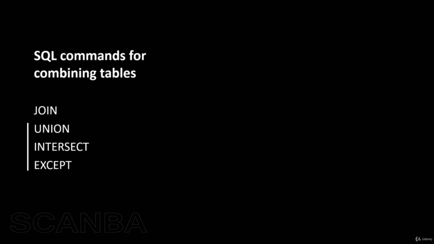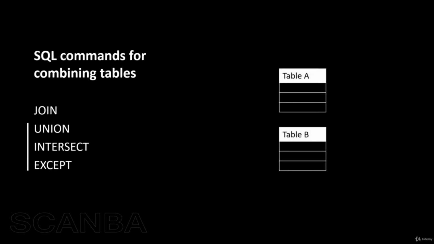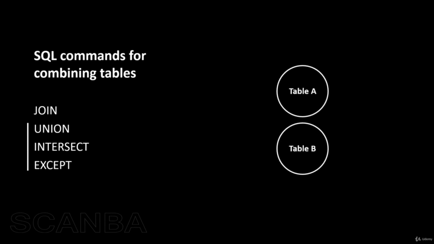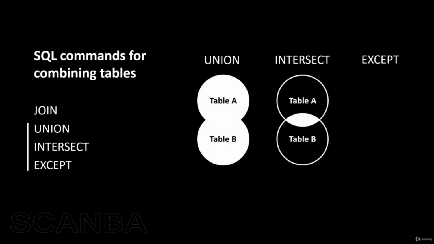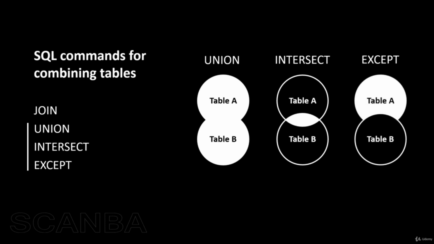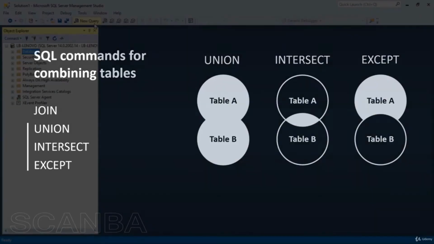To illustrate these commands, we will depict tables as circles and place the circles one below the other. The commands union, intersect, and except can merge the tables with equal columns, return the common rows, or subtract one table data from another. In the example section, we will show how each of these operators works.